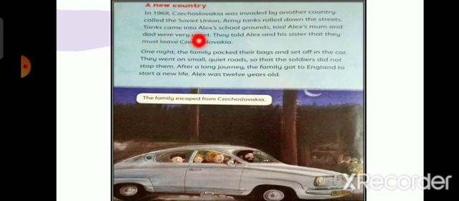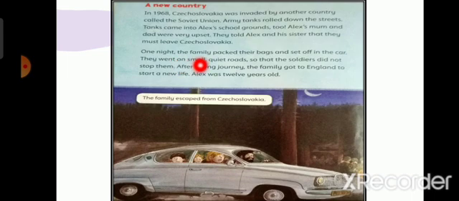Tanks came into Alex's school grounds too. Alex's mom and dad were very upset. Upset means worried, unhappy, or disappointed. They told Alex and his sister that they must leave Czechoslovakia.